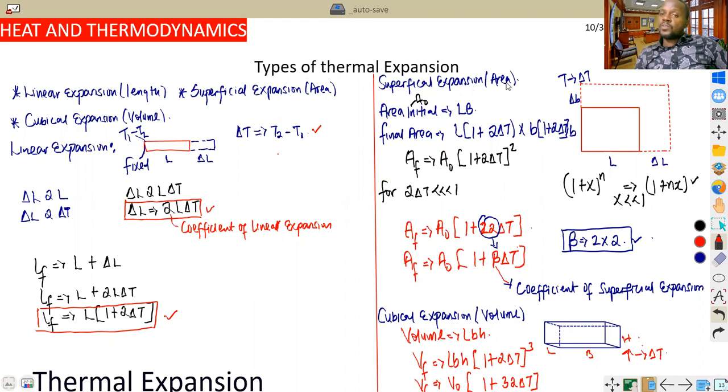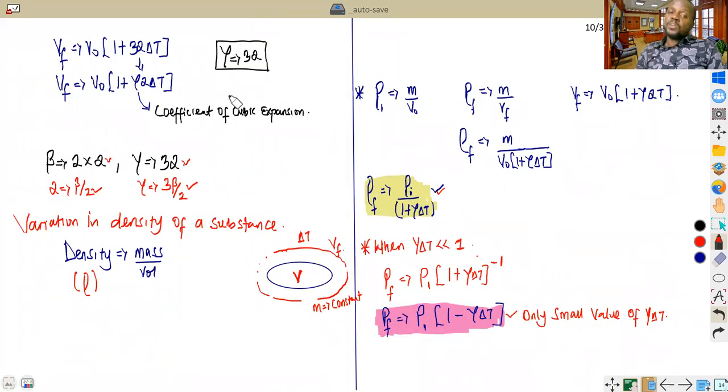We talked about the superficial, which is also area expansion in your junior classes. From that, we used the binomial expansion in determination of the formula. Having done that, we have another parameter we call the coefficient of superficial expansion, and that is equal to 2 times the linear coefficient. We also talked about cubic expansion, which talks about volume. We defined another property, the coefficient of cubic expansion, which is 3 times the coefficient of linear expansion. We also talked about variation in density, relating the linear expansion coefficient, the superficial, and the gamma expansion.